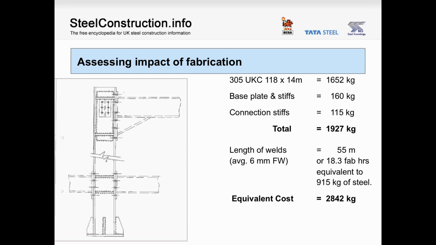With 1 tonne of material the same price as 20 hours of fabrication, the equivalent cost of material for the welding is 18.3 divided by 20, equals 915 kilograms of steel. Therefore, the total equivalent cost is 2,842 kilograms. Compare that to using the heavier 137 or 158 kilogram per metre sections, where the connection and base plate stiffeners aren't required, and you can see a significant cost saving by reducing and eliminating extensive fabrication.